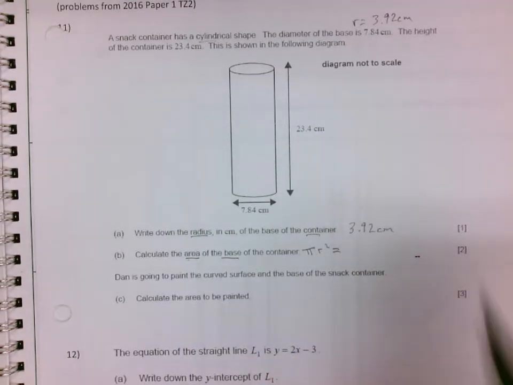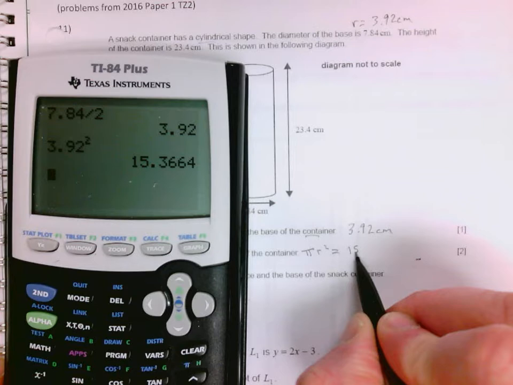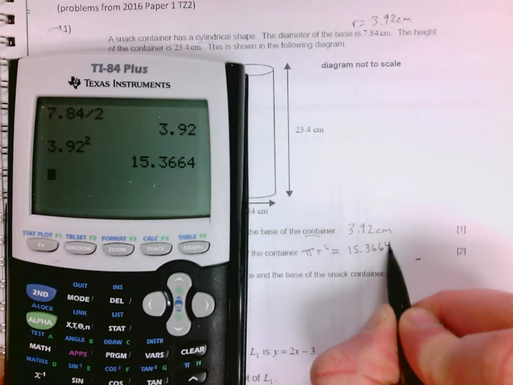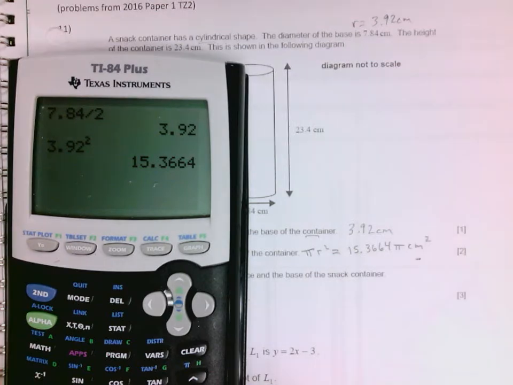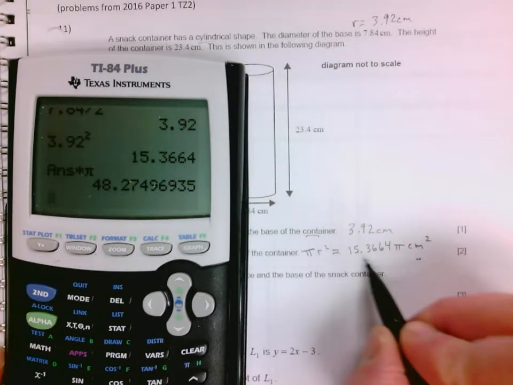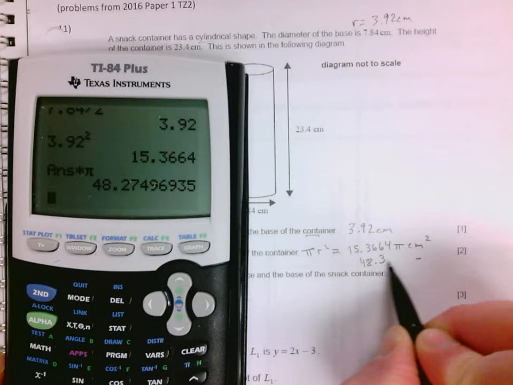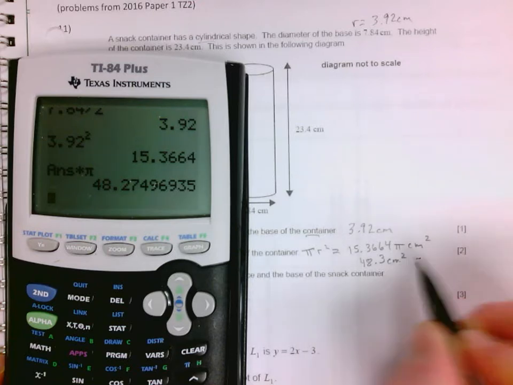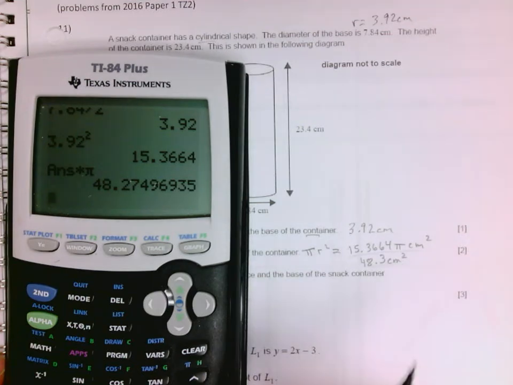So 3.92 squared, 15.3664 pi centimeters squared. And then I would write that, and then I would multiply it times pi and get your exact answer, 48.3 centimeters squared. So you have this exact, and then you have the rounded answer.